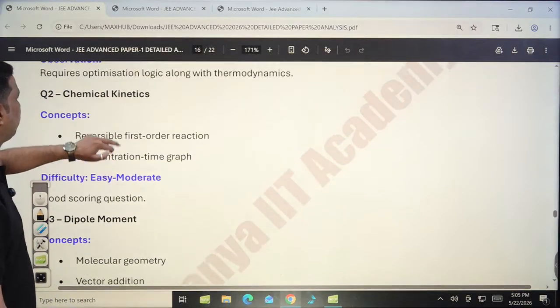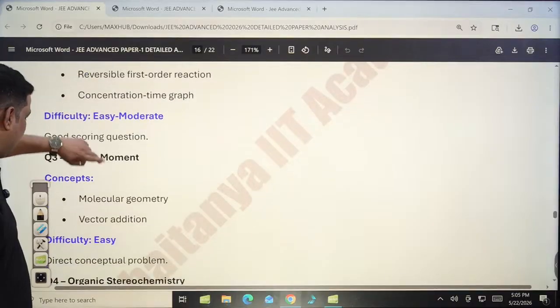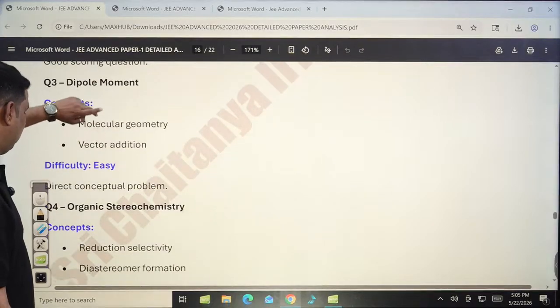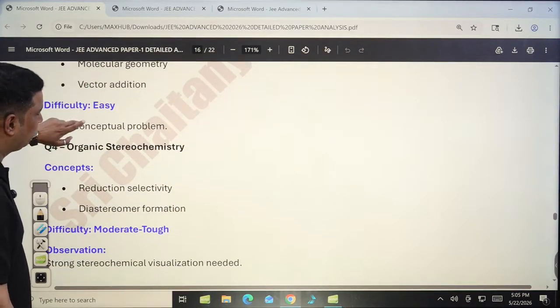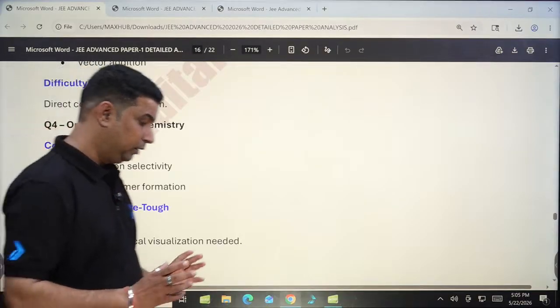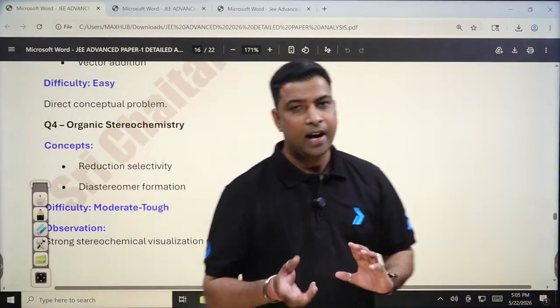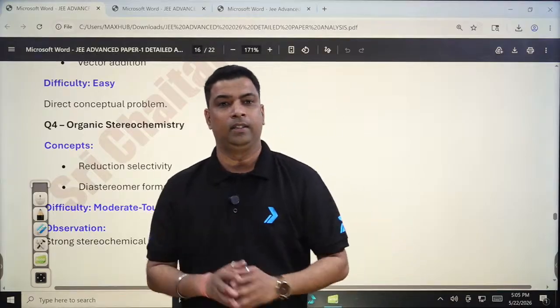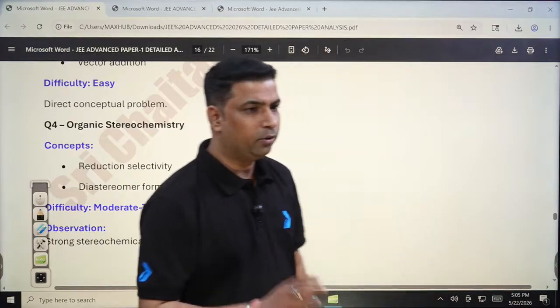Second question was from chemical kinetics. It was again on the moderate side. As I have discussed, organic stereochemistry question was tougher because you have to determine the R and S nomenclature in wedge-dash form. So it was a bit difficult.